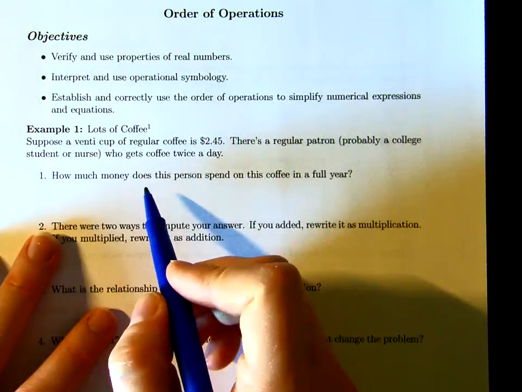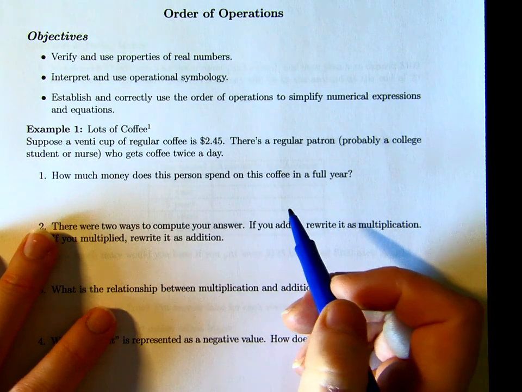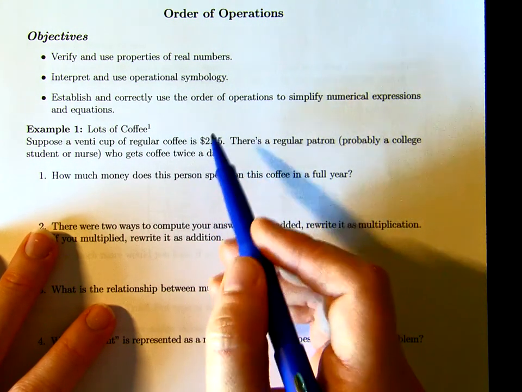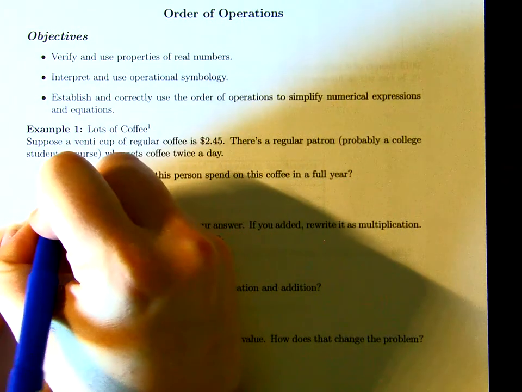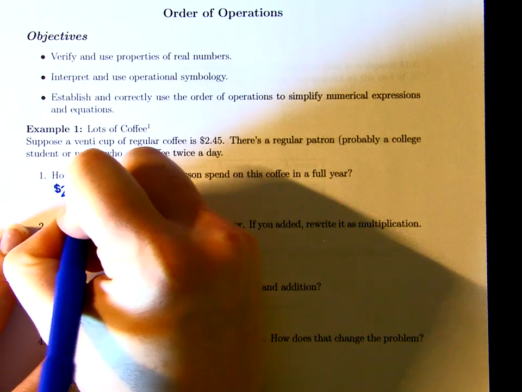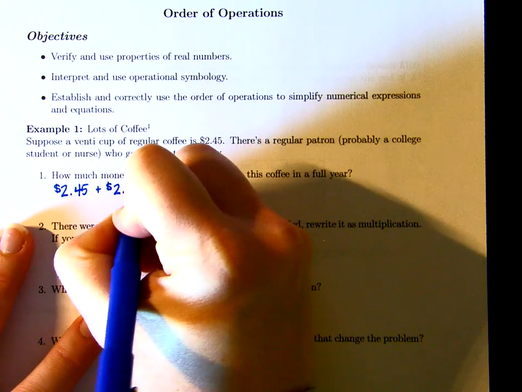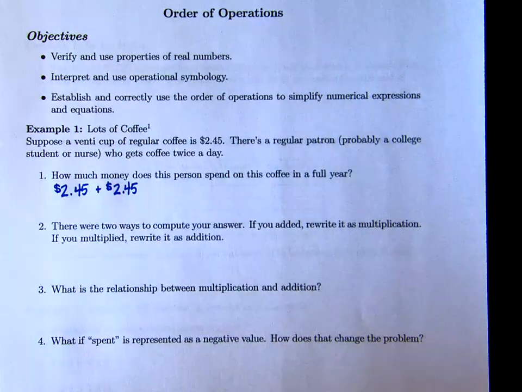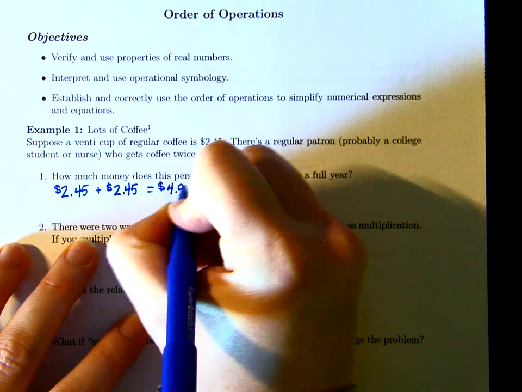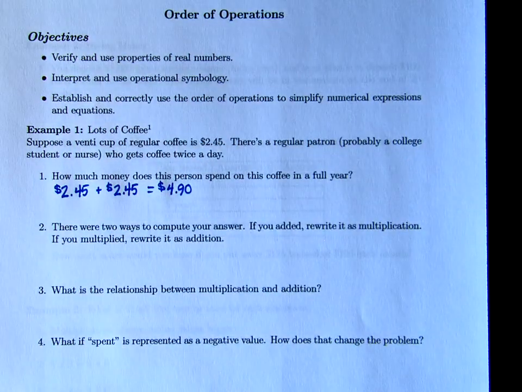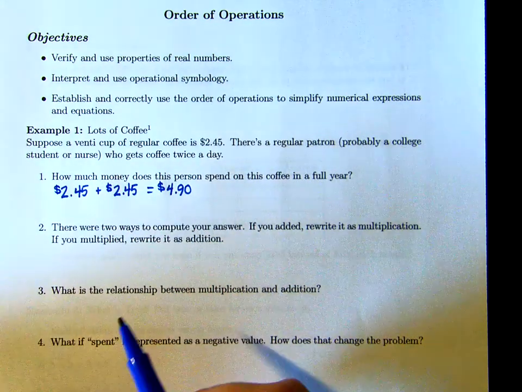Anyway, how much money does this person spend on coffee in a full year? Well, let's at least just start with a day, because they're doing this twice a day. So really we're looking at $2.45 added 2 times, or 2 times a day. And that is what, $4.90. 45 cents, 45 cents, 90, and 2 and 2 make 4. Okay.